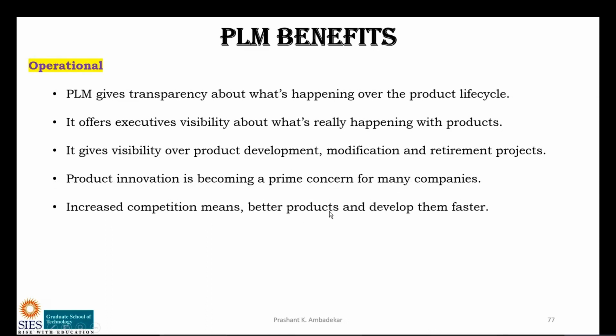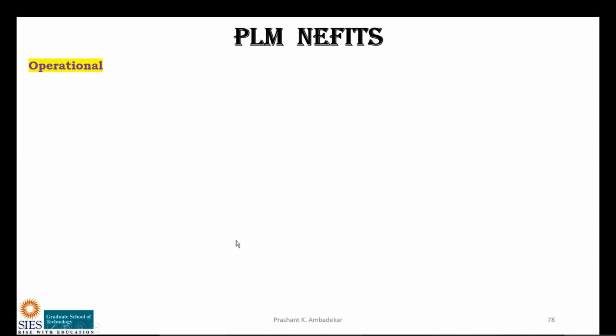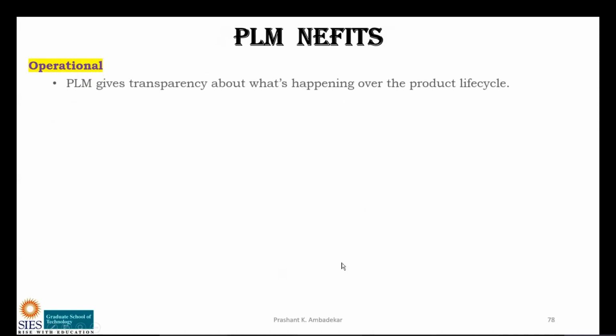Increased competition means better products and developing faster. If there is competition and if you want to stay in the market, your product should be better than other products, and they should come quickly in the market. Collaboration, I have already told that collaboration is the key in the 21st century. You can collaborate with different companies, and with collaboration, it's possible to give a good product.